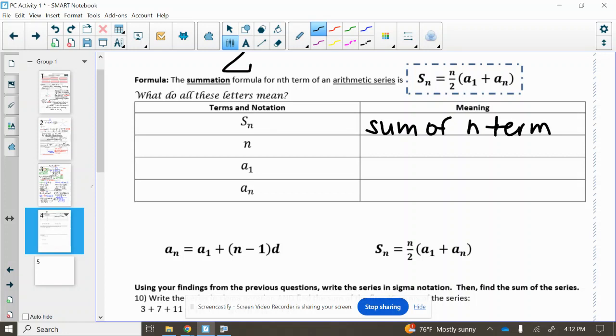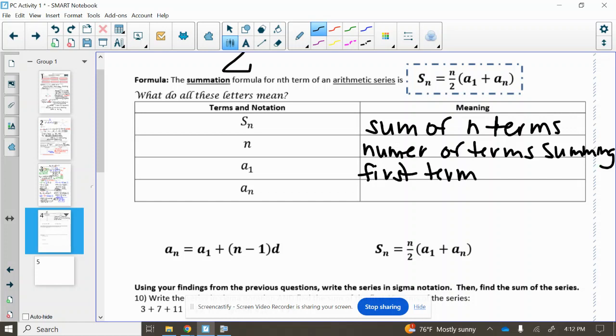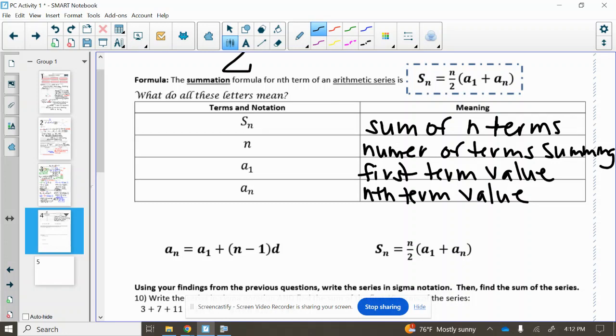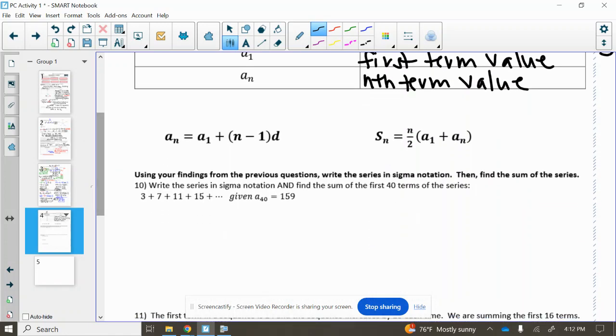And again, n is the number of terms we are adding or summing together. And then a sub 1 is the first term value that we are going to add, so that number in the sequence. And then the nth term is the last term value of however many n terms we are adding, whatever that term is.